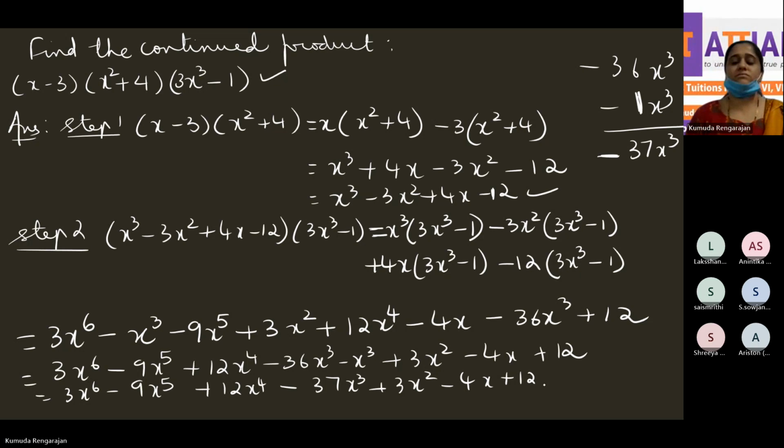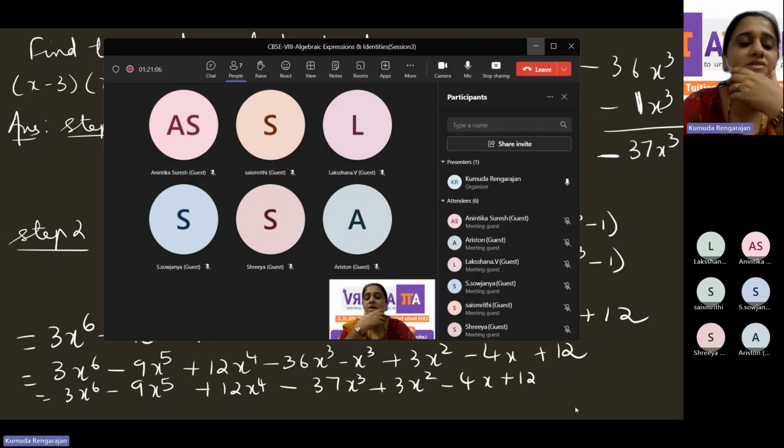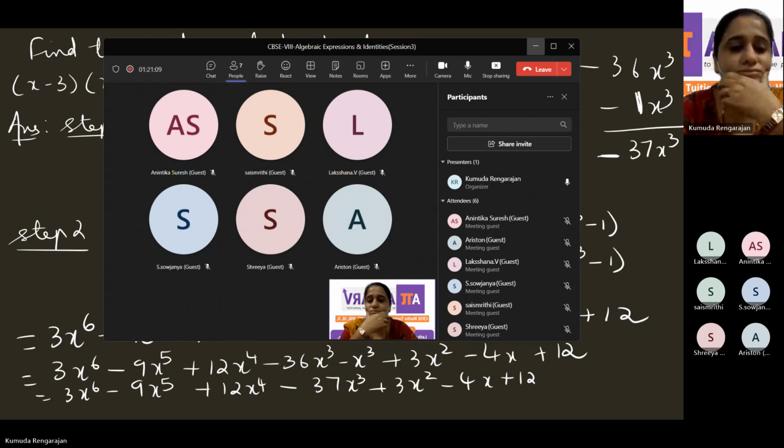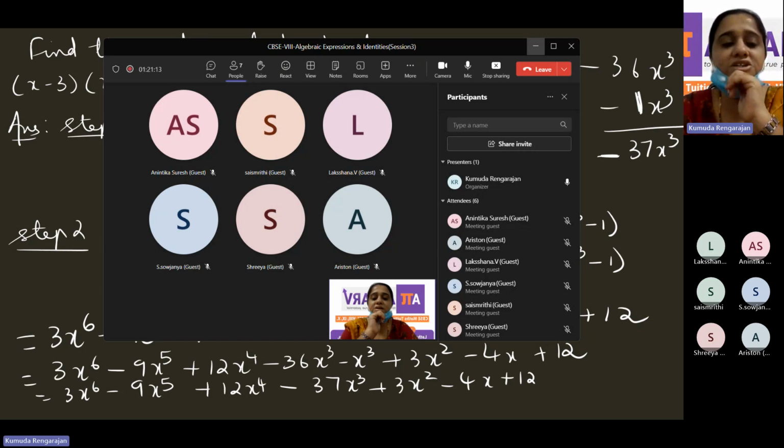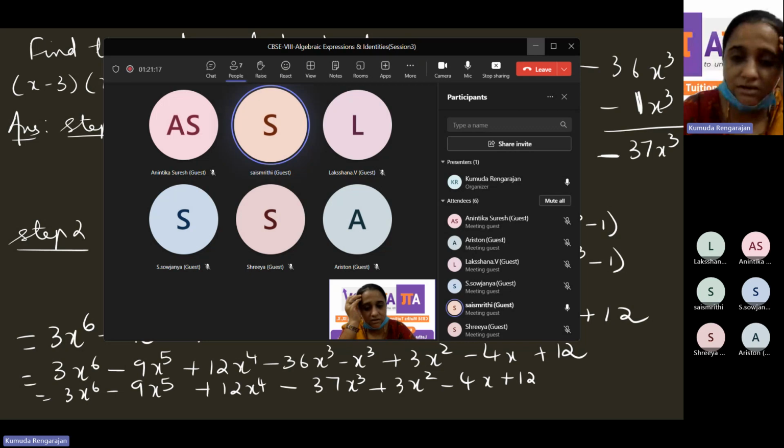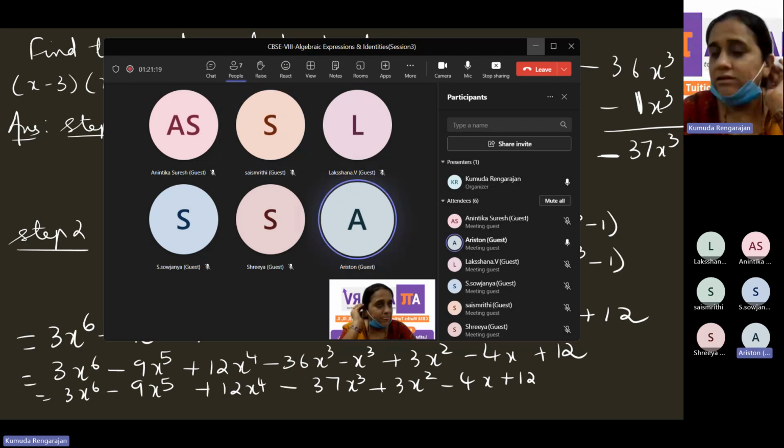All right. Online students: Anantika, Sai Smriti, Lakshana, Saujanya, Shriya, and Ariston. Yes, ma'am.